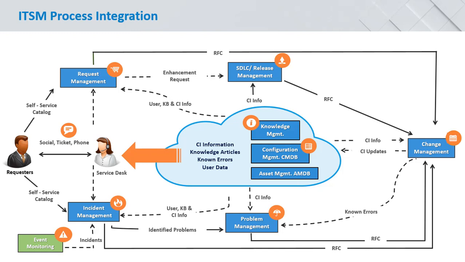Problem management may drive the need for a change to implement a permanent fix to an issue. Change management can drive incident tickets if it was not properly implemented. Changes are also required to make updates to configuration item records. The configuration and asset management processes are central to all other processes.